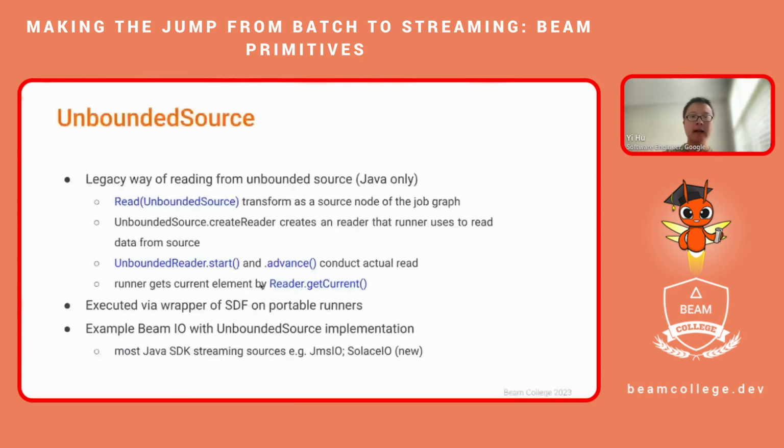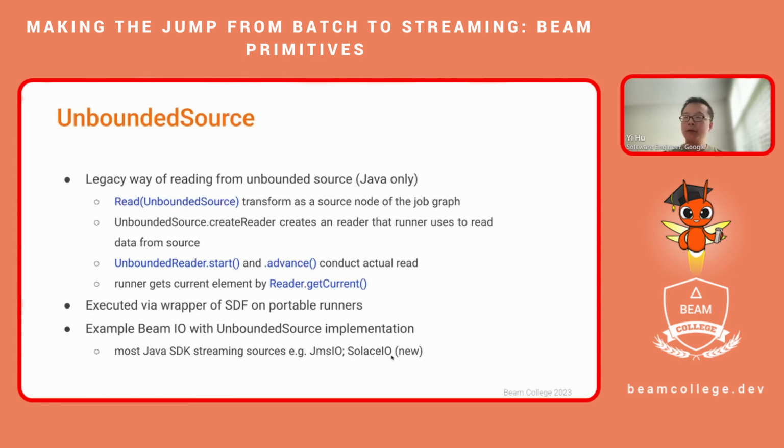And another way to read from an unbounded source is called UnboundedSource. In Beam Java there are two types of source, bounded source and unbounded source. This is the legacy way of reading from an unbounded source, and it's Java only. In Python we only have the splittable DoFn API. And the unbounded source, I'm still talking about it because it's still heavily used.